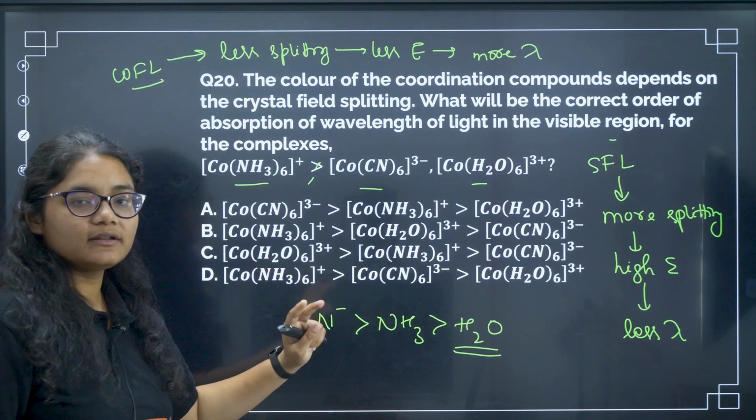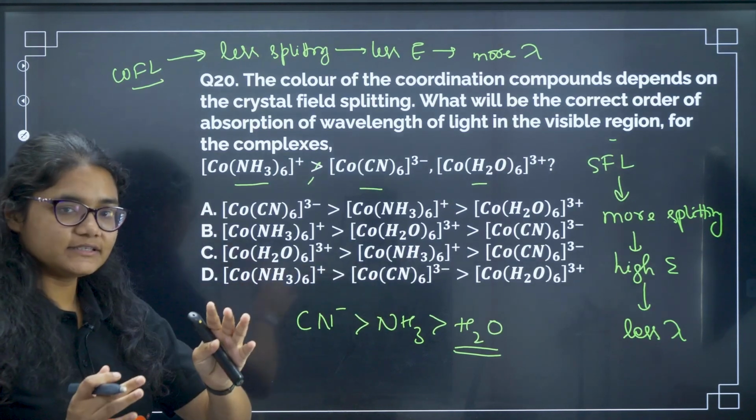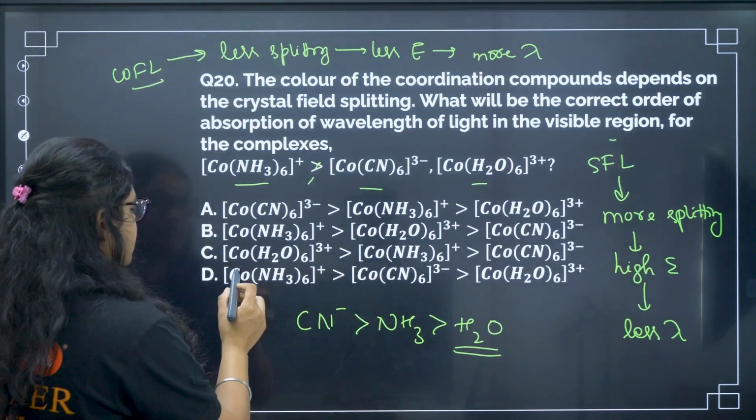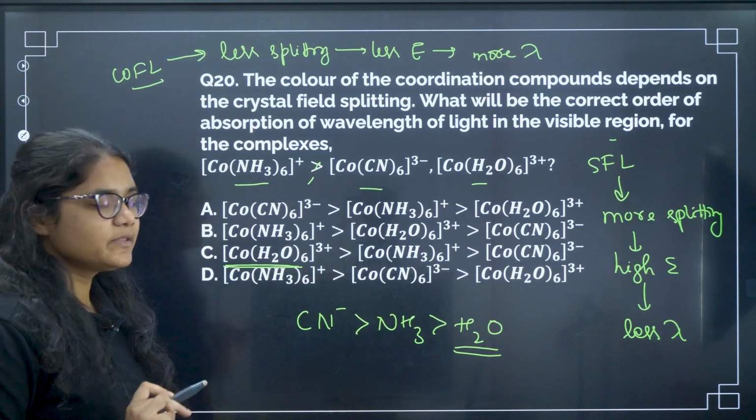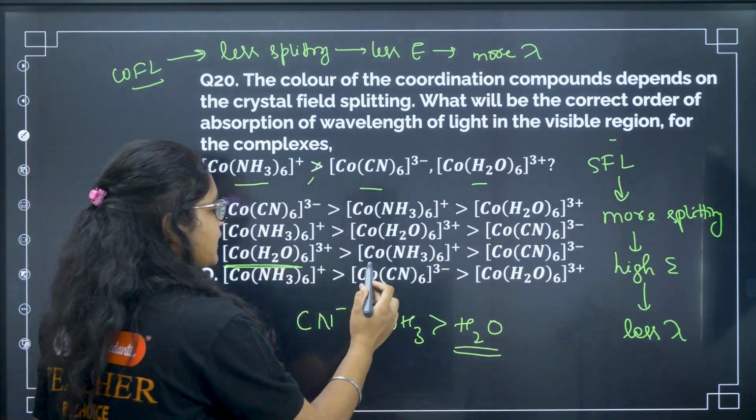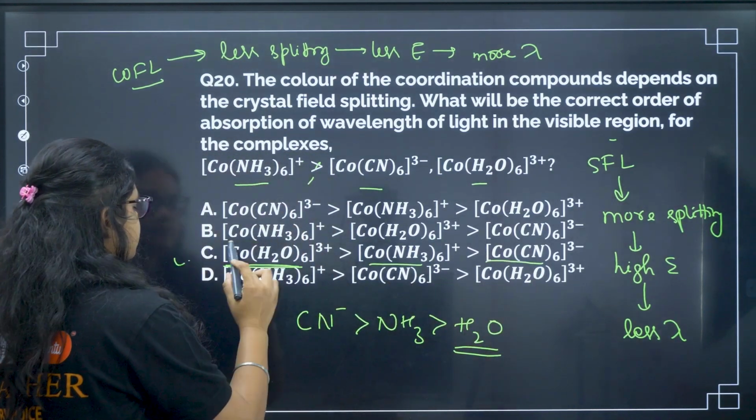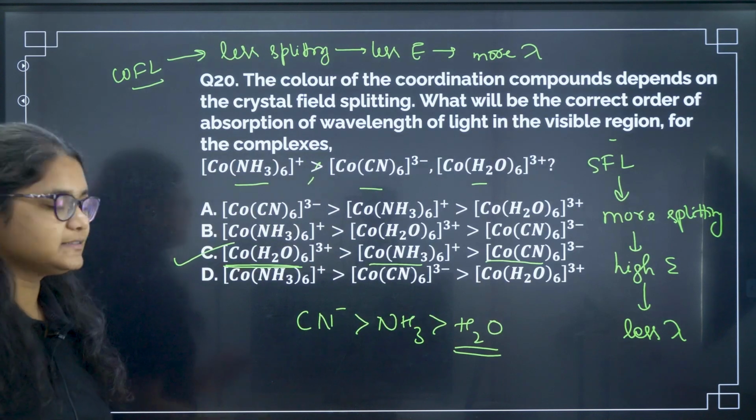So that means water will have less splitting, less energy and more wavelength. So that is why water will have more wavelength. Okay, so all other options are different, then NH3 and then CN. So the correct answer for this question is option number C.